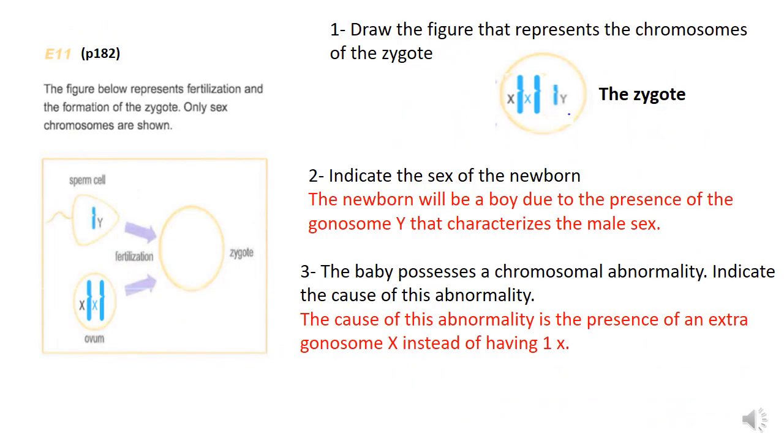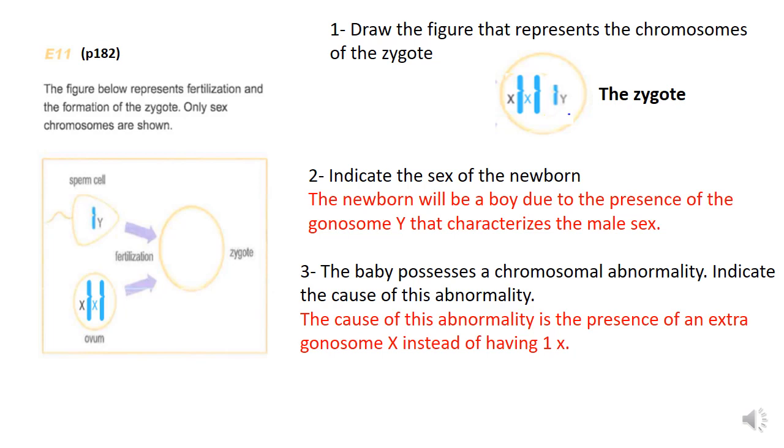Exercise 11. The figure below represents fertilization and the formation of the zygote. Only 6 chromosomes are shown. So you see a sperm cell containing gonosome Y and an ovum containing 2 gonosomes X. And by fertilization, a zygote is going to be produced. Question 1. Draw the figure that represents the chromosomes of the zygote. So you know that the zygote results from the union of the sperm with an ovum. And since the sperm has gonosome Y and the ovum has both gonosomes X, the zygote will have XXY.